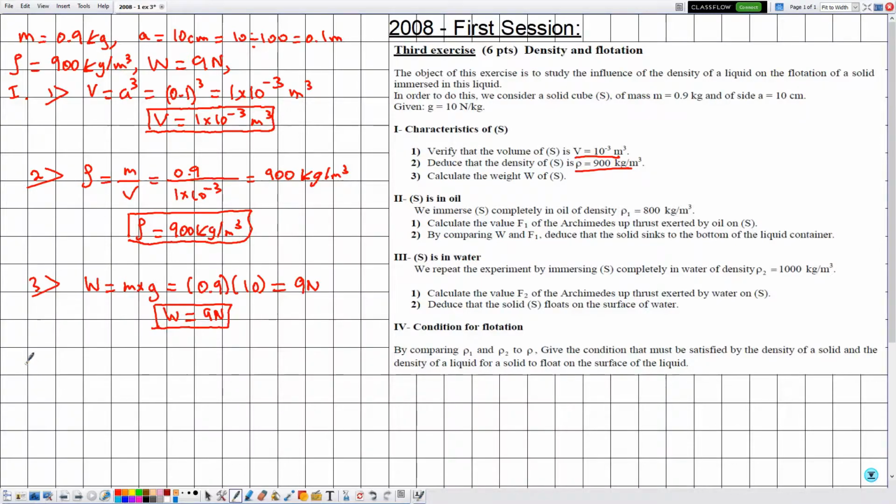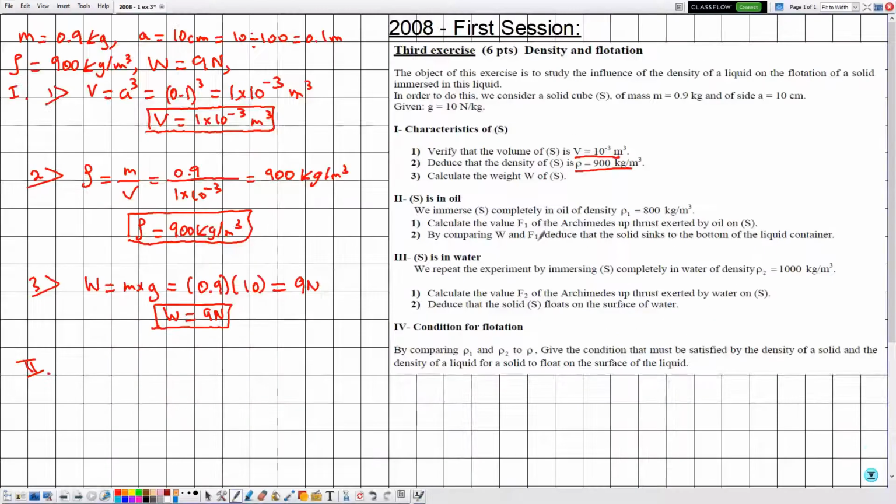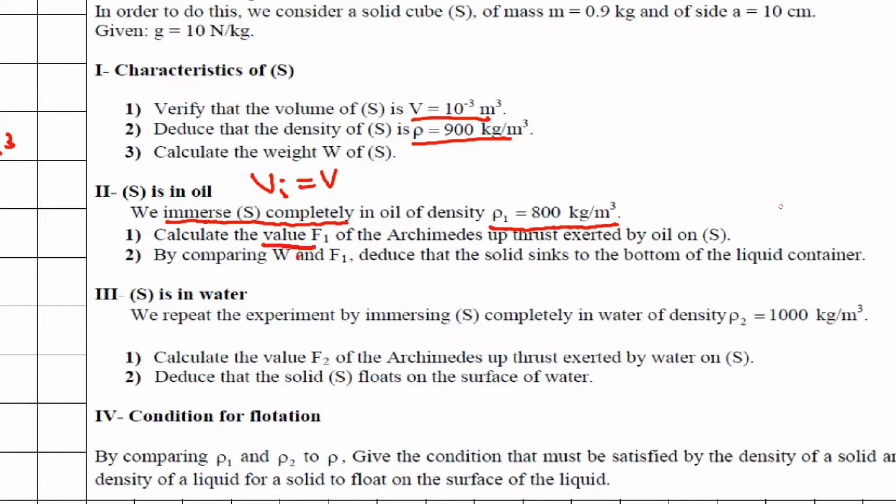Now in part 2, S is in oil, we immerse S completely in oil, so this is important. By completely here, it means that the volume of the immersed part is equal to the total volume of the solid S, of density rho 1 equal to 800 kg per meter cube. Number 1, calculate the value F1 of the Archimedes upthrust exerted by oil on S, and here by the value it means the magnitude.